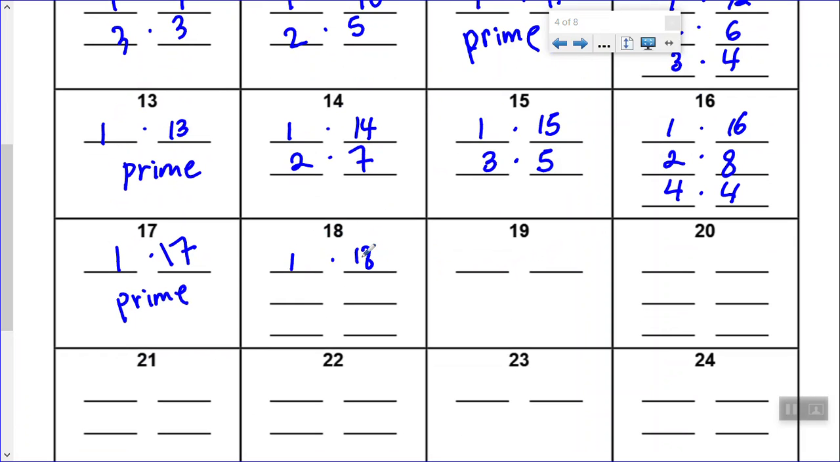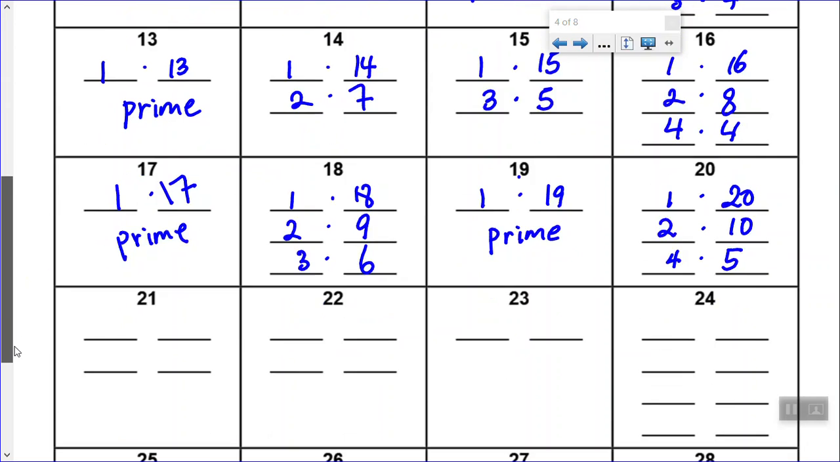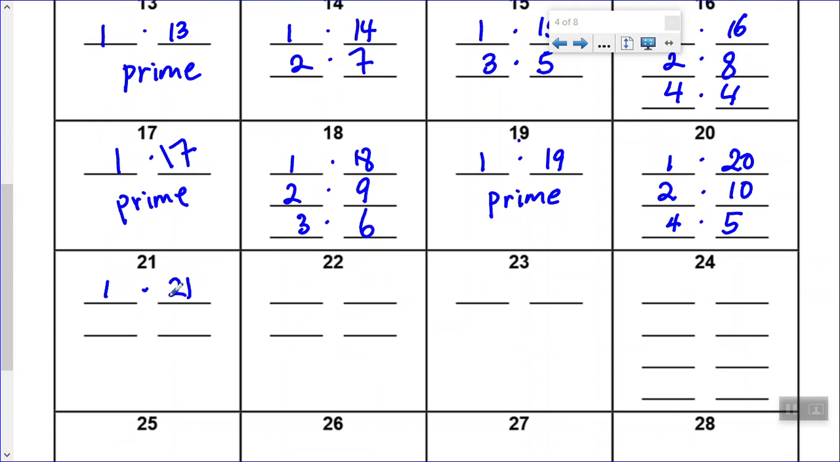18, 1 times 18, what else? If it's an even number, you can divide by 2. 2 times 9, 3 times 6. Composite number. 19 is 1 times 19. This is a prime number. 20, 1 times 20. 2 times 10. If it ends with 0, it's always a multiple of 5. So 4 times 5 makes 20. 21, 1 times 21. 3 times 7.